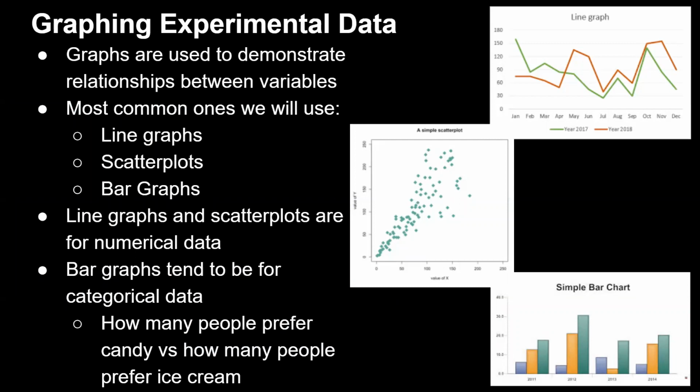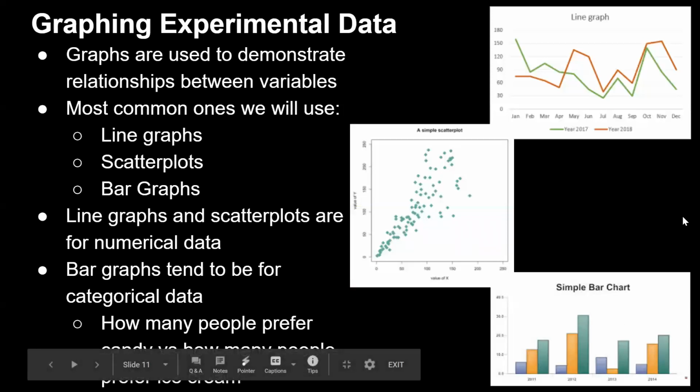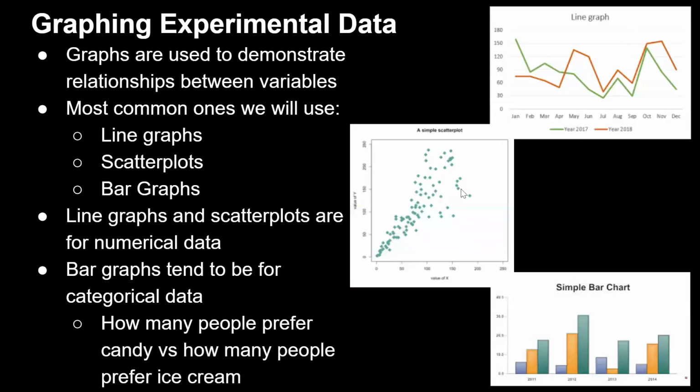Graphing experimental data is the next thing that I want to talk about, and it's super important because graphs are used to demonstrate relationships between variables. I just spent 10 minutes talking about independent variables versus dependent variables. So we use graphs to showcase our data from experiments. Now, we're going to use these three graphs the most in my class: line graphs, scatter plots, and bar charts. One thing you need to understand about these graphs is that line graphs and scatter plots, that's these two, are mostly used for numerical data.